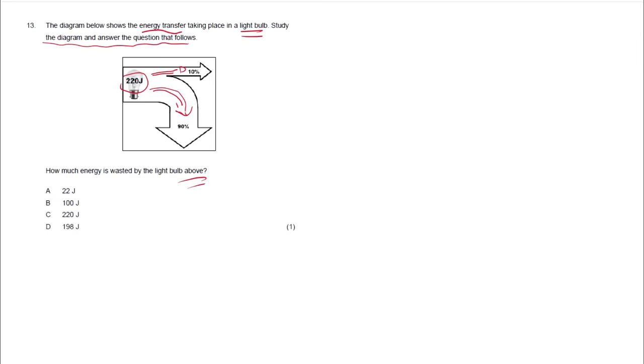So now they are asking us how much energy is wasted. So the energy that is wasted is 90%. So this basically means that it's 90% of the 220. Right? So we can say 90%, or we can say 220 multiplied by 90 divided by 100. So if we do this, we will get the same answer. So let's say 220 multiplied by 90%. So our answer will be 198. And then even if we say 220 multiplied by 90 divided by 100, our answer will also be 198.